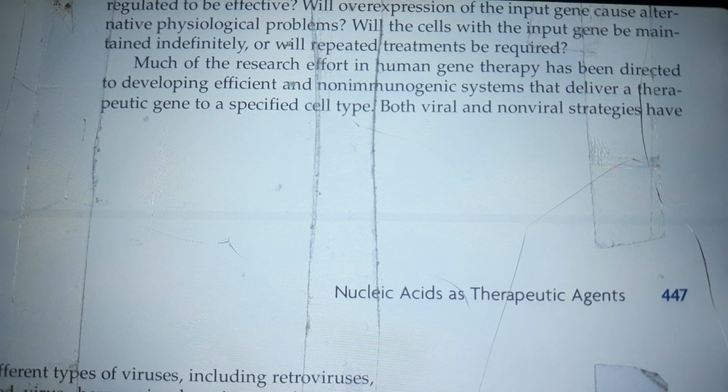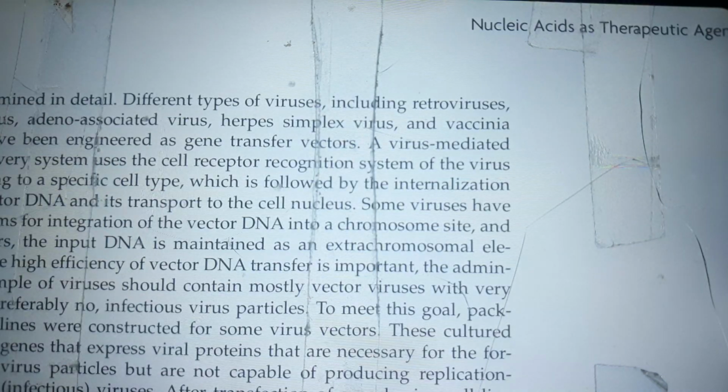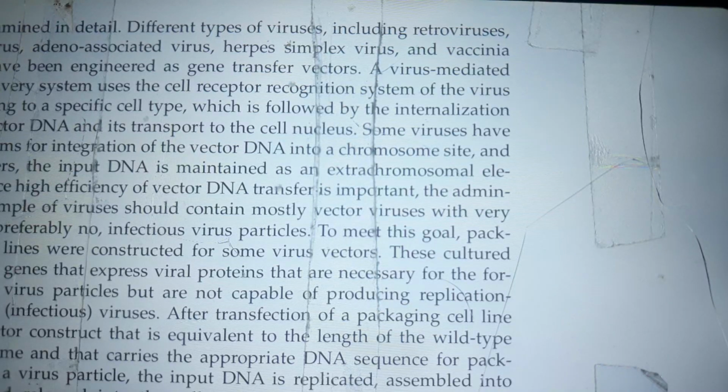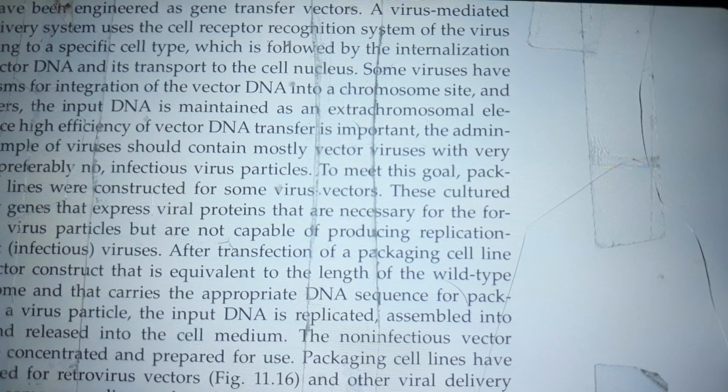Much of the research effort in human gene therapy has been directed to developing efficient and non-immunogenic systems that deliver a therapeutic gene to a specific cell type. Both viral and non-viral strategies have been examined in detail. Different types of viruses, including retrovirus, adenovirus, adeno-associated virus, herpes simplex virus, and vaccinia virus, have been engineered as gene transfer vectors. A virus-mediated gene delivery system uses the cell receptor recognition system of the virus for binding to a specific cell type, which is followed by the internalization of the vector DNA and its transport to the cell nucleus.